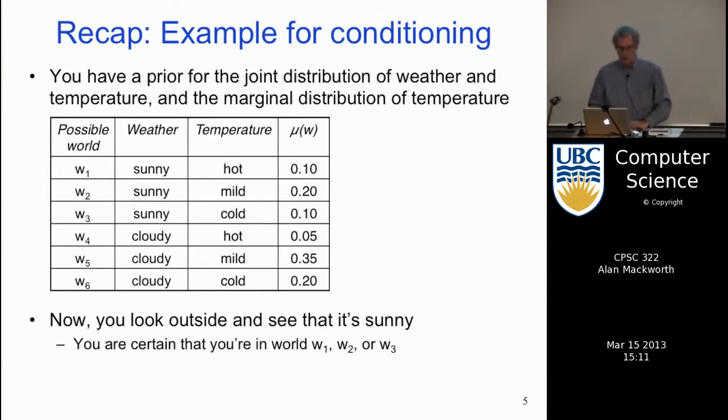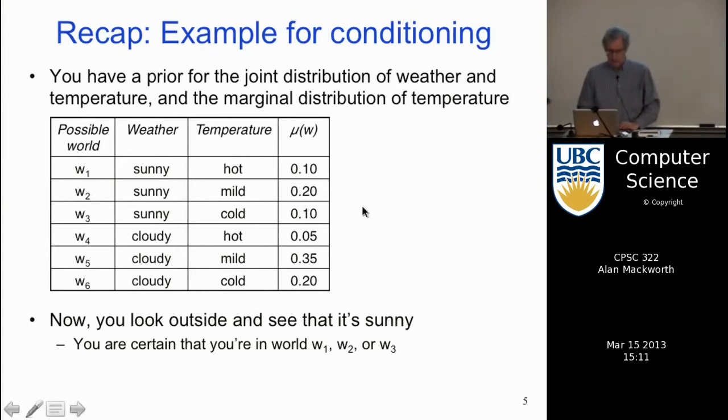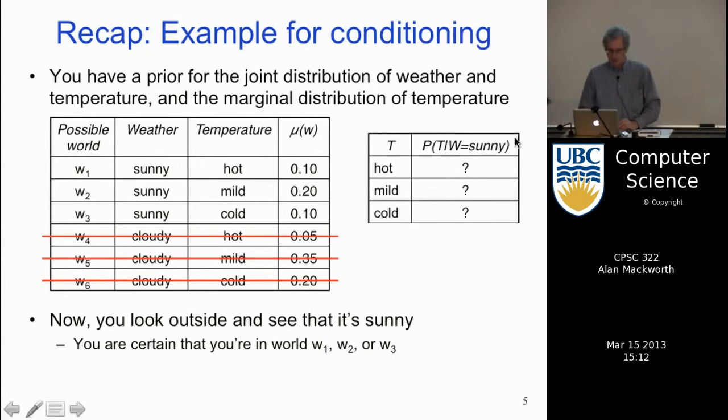Okay? But what if I then look outside and I see that it's sunny? I've got new evidence. This is E. Weather equals sunny. Okay, so now these worlds are ruled out. It's not possible to be sunny and cloudy. So these measures have to go to zero. I keep these measures in the same proportion, but I have to bump them up so they sum up to one. That's all that's going on here, right? I'm renormalizing those guys, right? So I'm setting these measures to zero.